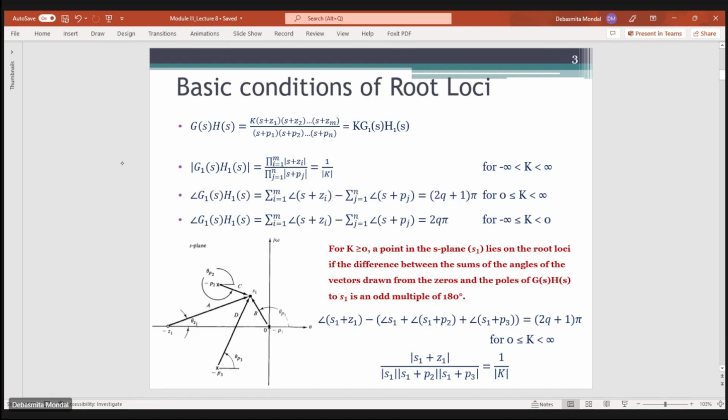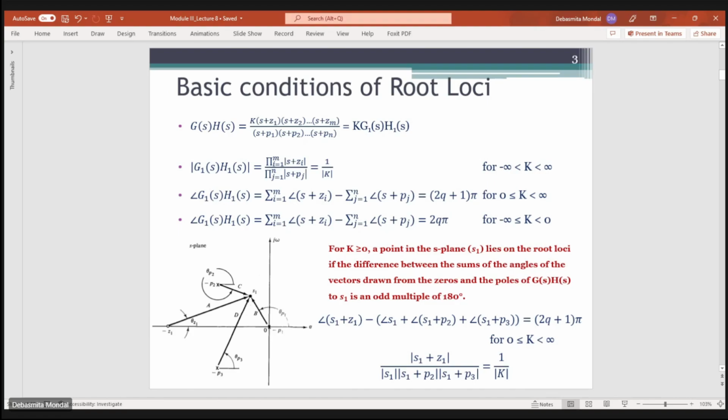Okay, and similarly you can find the gain at that point S1 from this main equation. You just take the magnitude of S1 plus Z1 divided by the magnitude of S1 into the magnitude of S1 plus P2, S1 plus P3. From here you can find the value of the gain at the point that we have selected.